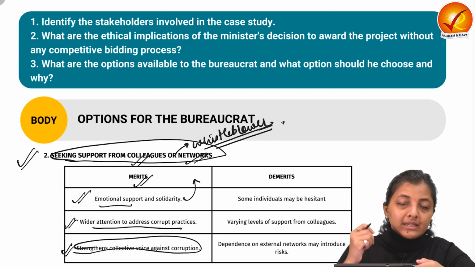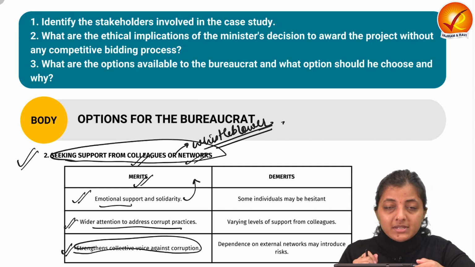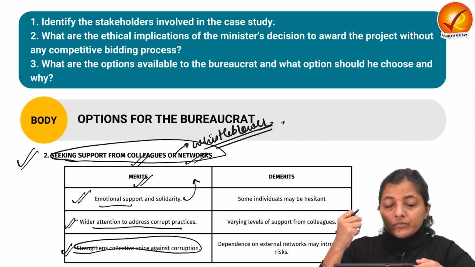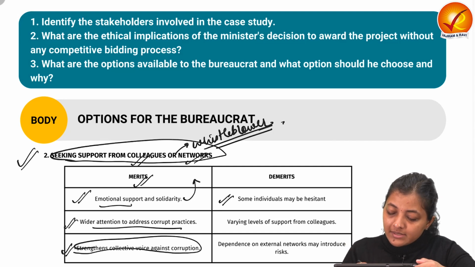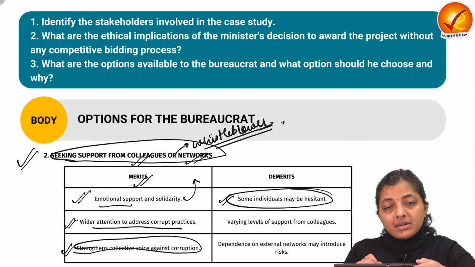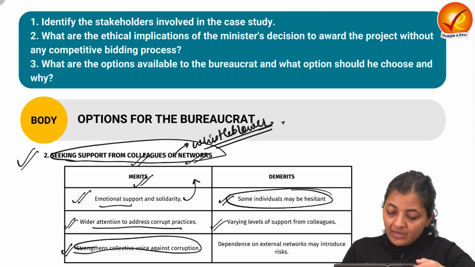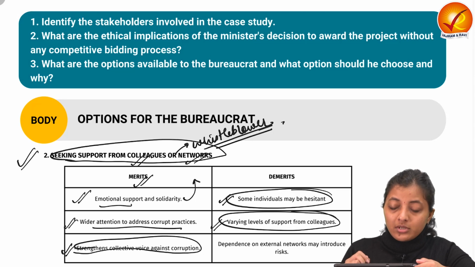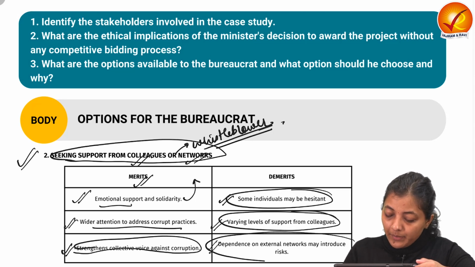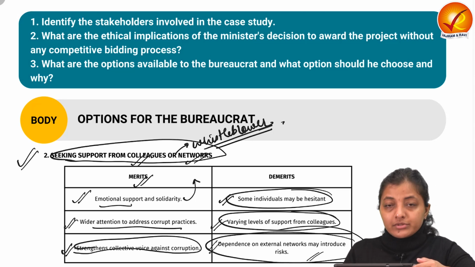Maybe all the colleagues, or some of the colleagues, would help this bureaucrat and tell him the right course of action, how to proceed with this. Then next is demerits. Some individuals may be hesitant to support this bureaucrat. There would be varying levels of support from the colleagues; maybe some would not support. Then dependence on the external network may introduce risk.